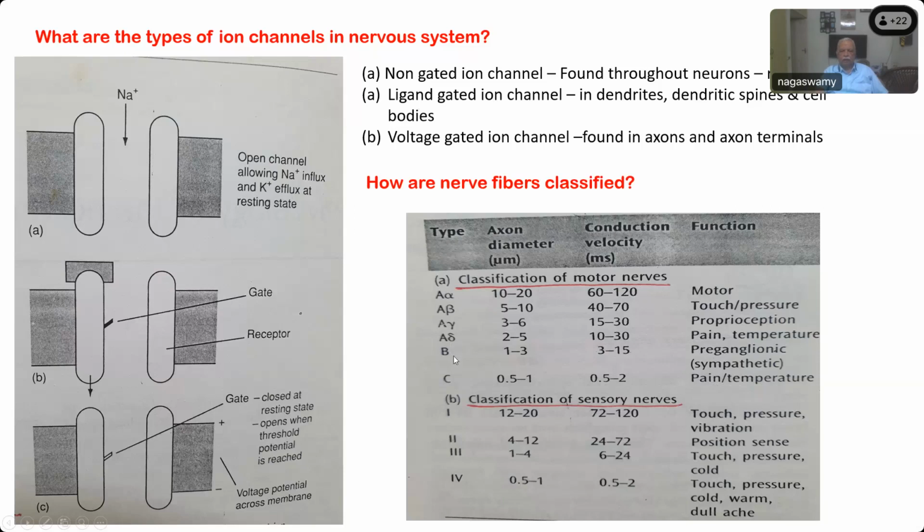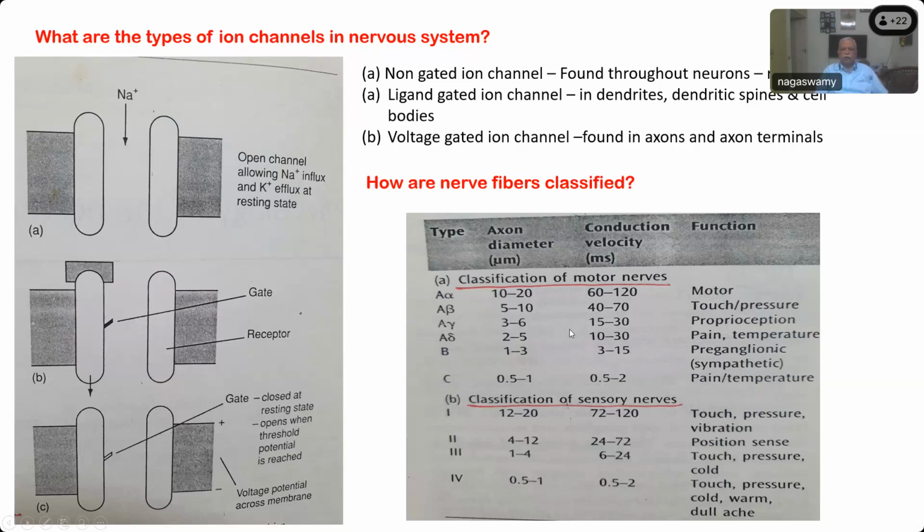A alpha is the biggest, A beta comes next, then gamma, delta. As the classification goes down, the diameter also goes down, and the speed of conduction also goes down. The smaller the fiber, the lesser the speed. The larger the fiber, the larger the speed.